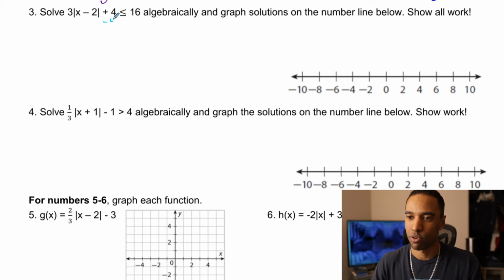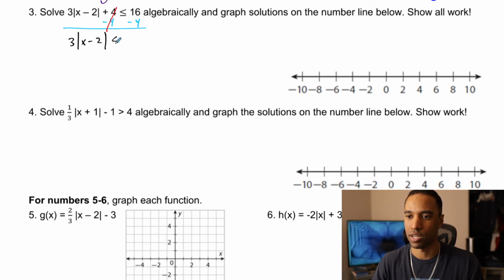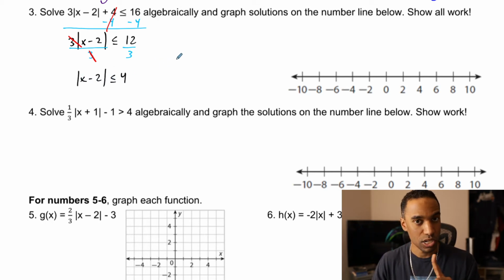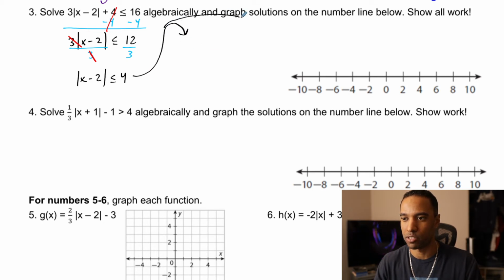So I'm going to subtract 4 from both sides right here to begin with, and we are going to now have 3 times the absolute value of x minus 2 is less than or equal to 12. 16 minus 4. Let's get the absolute value quantity all by itself. Let's divide both sides by 3 here, and we are going to get the absolute value of x minus 2 is less than or equal to 4. Again, a lot less teaching here, so you got to go back to the review one if you want to see questions on what I'm about to do here.